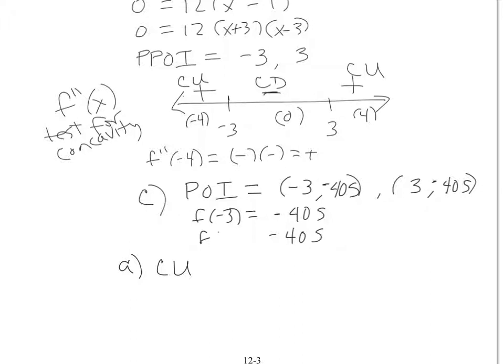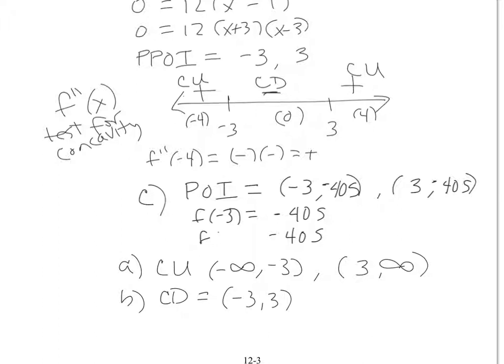Think about your number line. Where does it start being concave up? At negative infinity, and it is concave up until you get where? Negative 3. And then where else is it concave up? Positive 3 to positive infinity, right? And then it would be concave down in what interval? Negative 3 to positive 3.